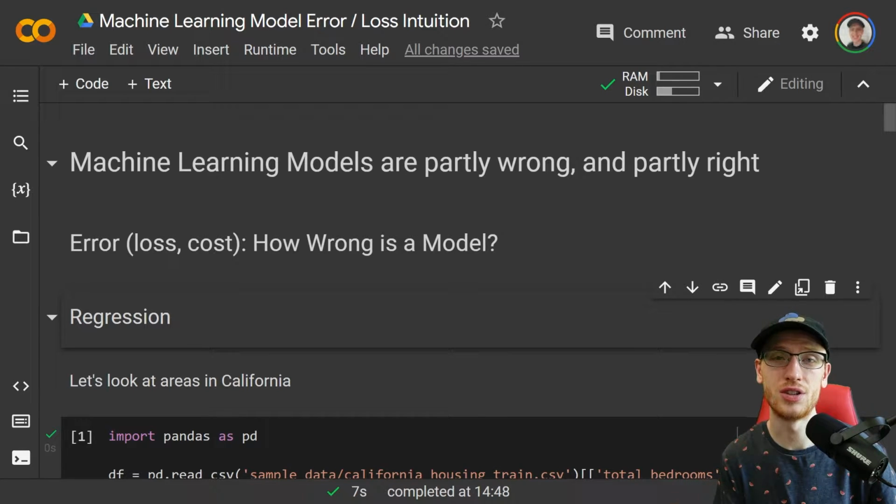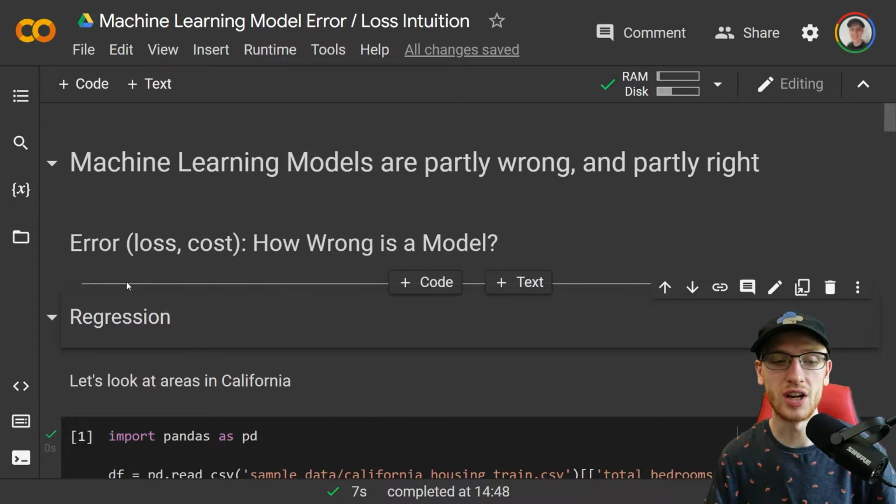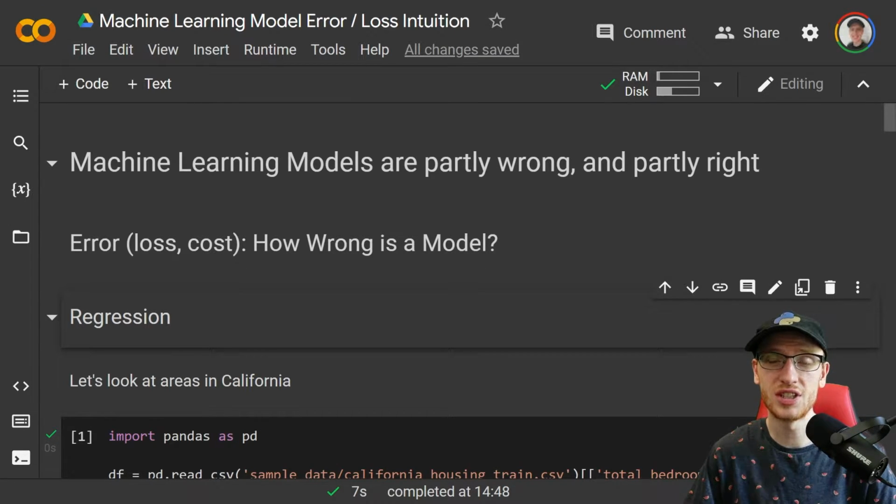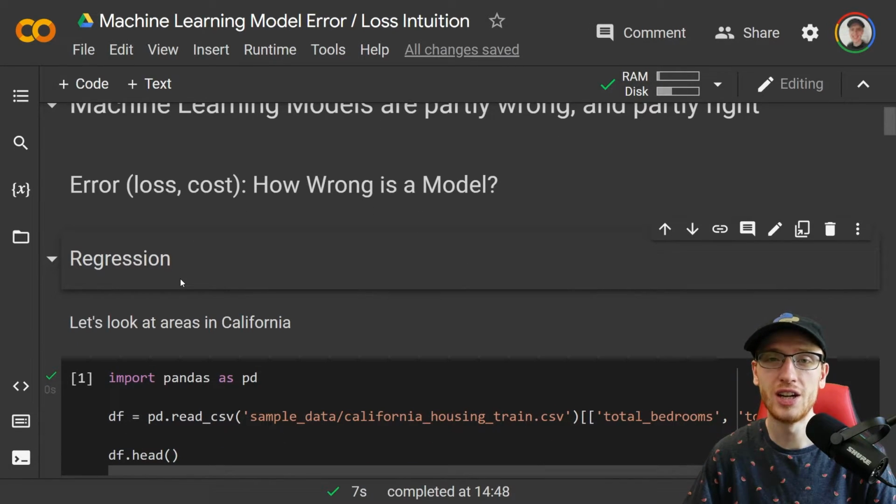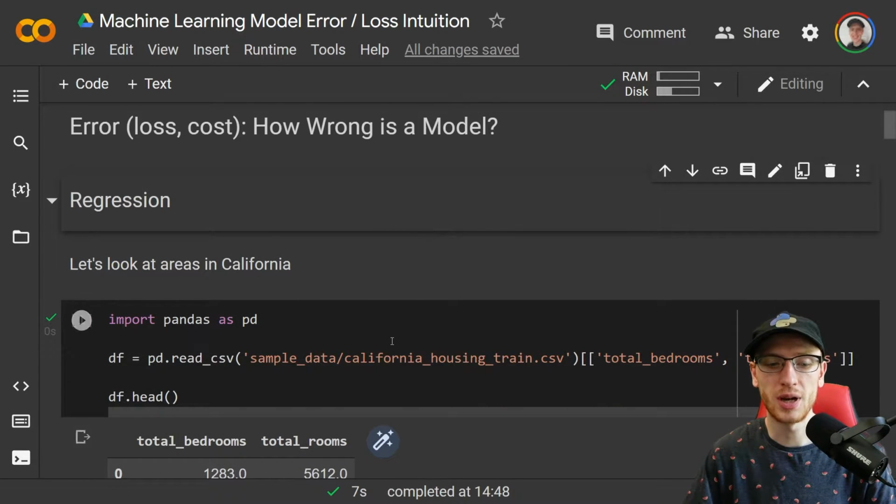Machine learning models are partly wrong and they're partly right. We need something called error, sometimes referred to as loss or cost, which can quantify how wrong a model is. For this, we'll stick to the discussion of supervised learning, and so that means regression, and later we'll look at classification. Now this video will show Python code, but I'm not going to explain or talk about it.